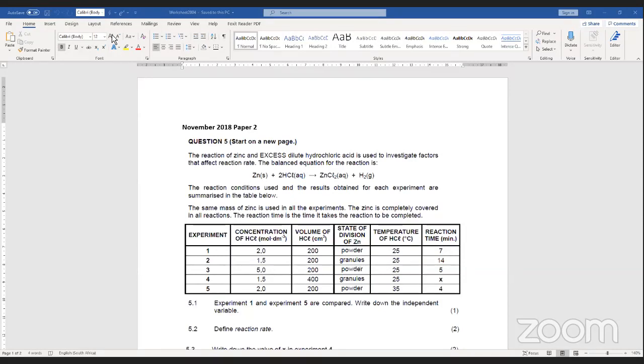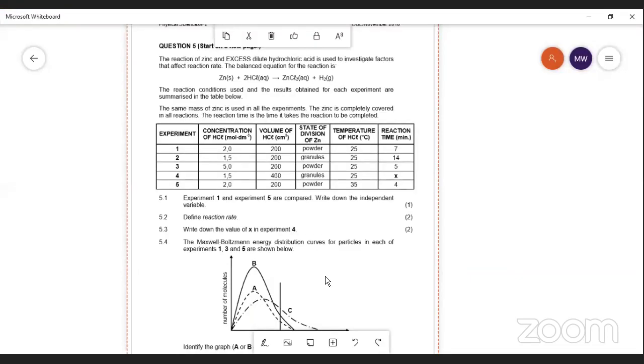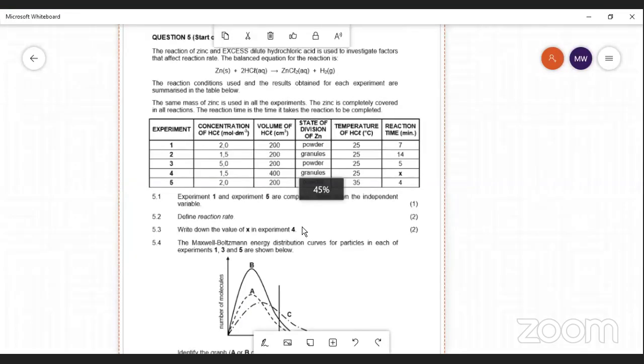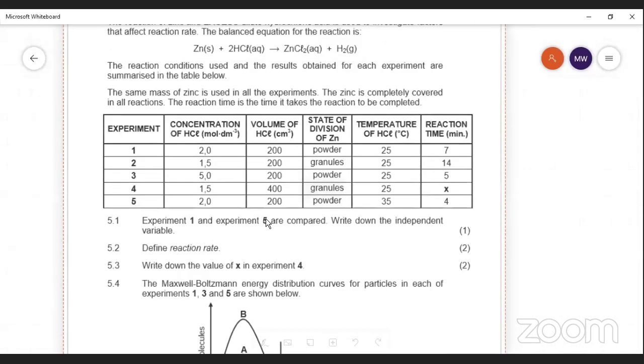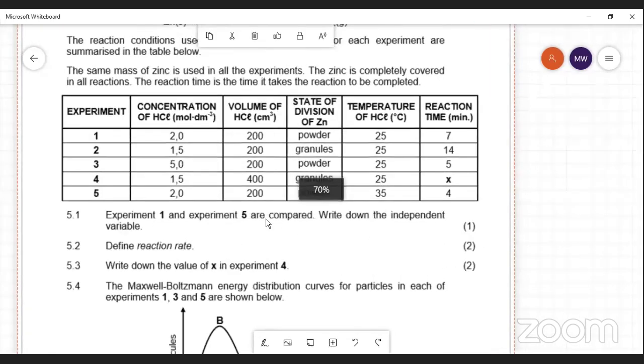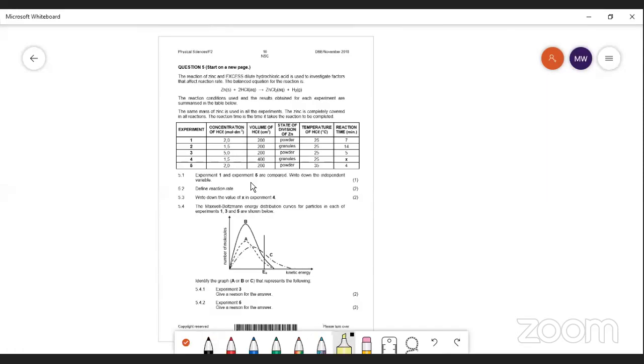So the first question they ask us is, in experiments 1 and 5, if they are compared, write down the independent variable. So just a quick question, what is an independent variable again? Anyone? Some idea, no idea? Okay, yes, it's the one that you're manipulating. So it's the variable that you are changing.